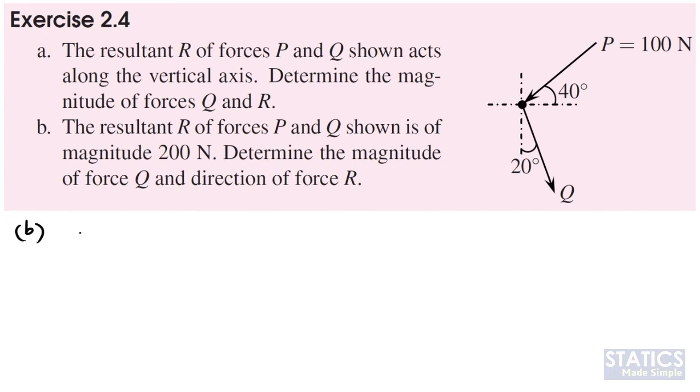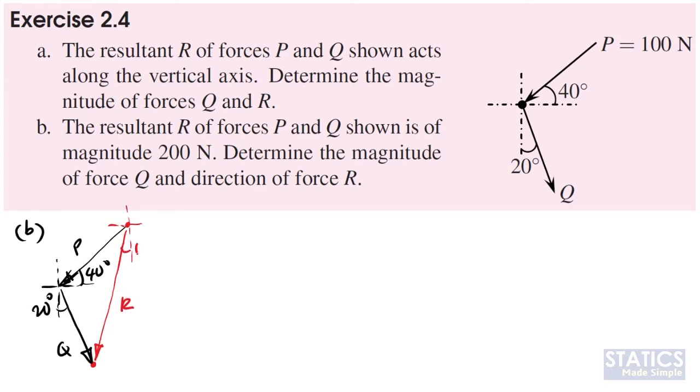In this case, the direction of R is unknown. To guide our solution, we draw back force P, Q, and R. Vector P has an angle of 40 degrees with respect to horizontal axis. Vector Q has an angle of 20 degrees with respect to vertical axis. R must be starting where P starts and ends where Q ends. This is our vector R. The direction of R is unknown.